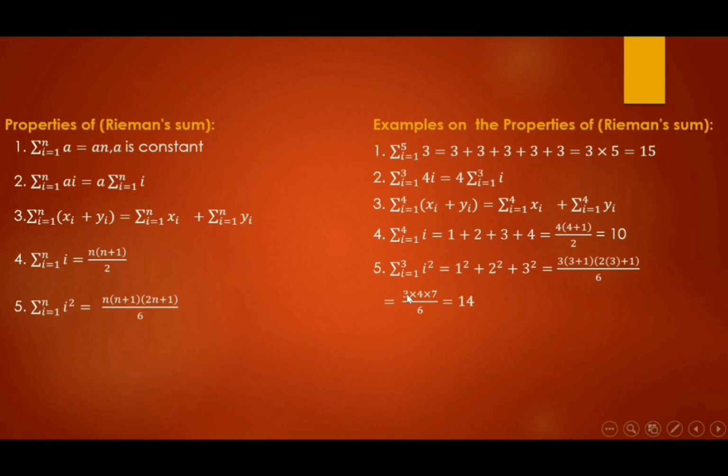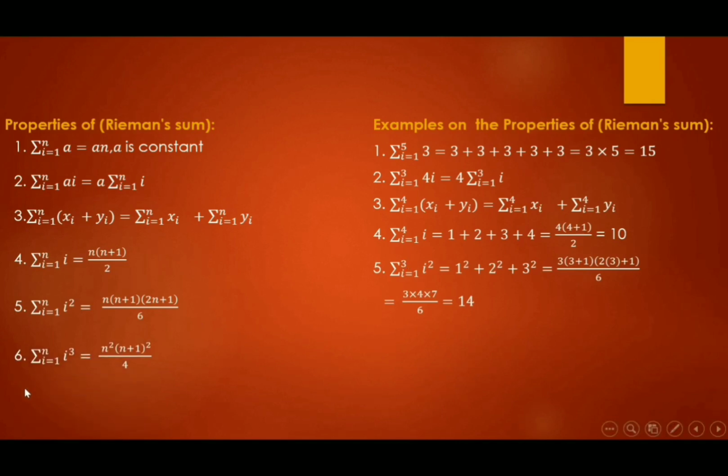3 from up multiplied by 4 from inside the bracket and multiplied by 7 which is inside the other bracket. This is all divided by 6 and the whole answer will give you 14, which is similar to when you square each then add them. So it is easy to use that rule instead of using that long way if you have large values of n, like 100 or a million.